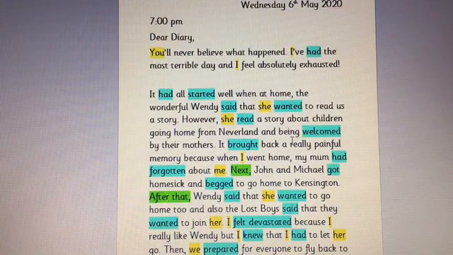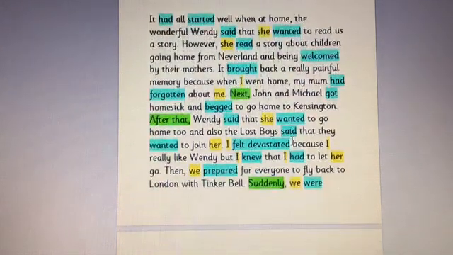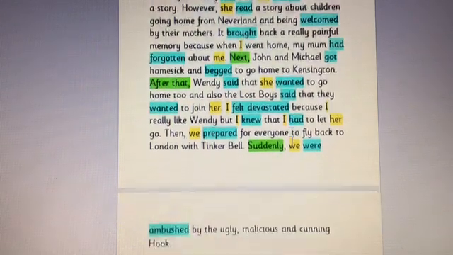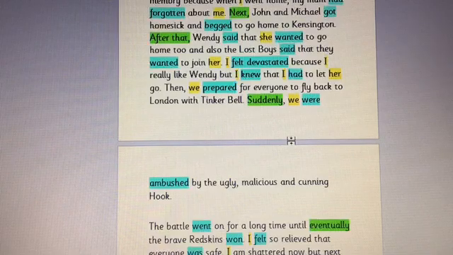Next, John and Michael got homesick and begged to go home to Kensington. After that, Wendy said that she wanted to go home too, and also the Lost Boys said that they wanted to join her. I felt devastated because I really like Wendy, but I knew that I had to let her go. Then we prepared for everyone to fly back to London with Tinkerbell. Suddenly we were ambushed by the ugly, malicious and cunning Hook.